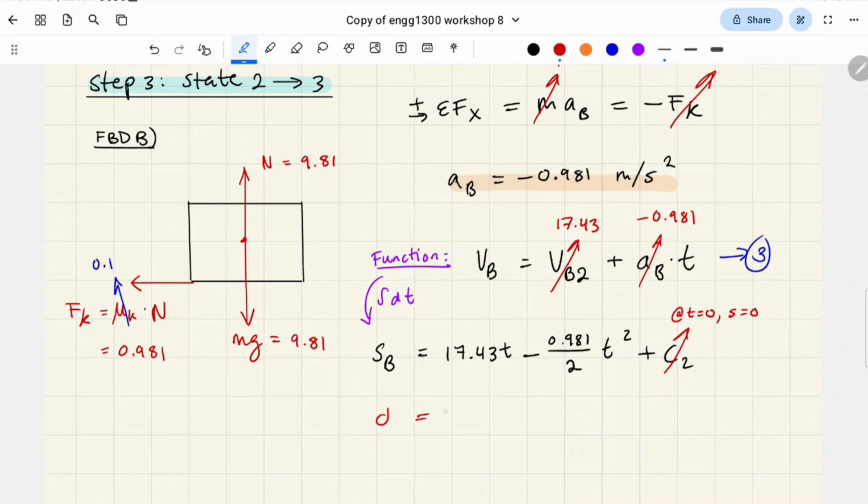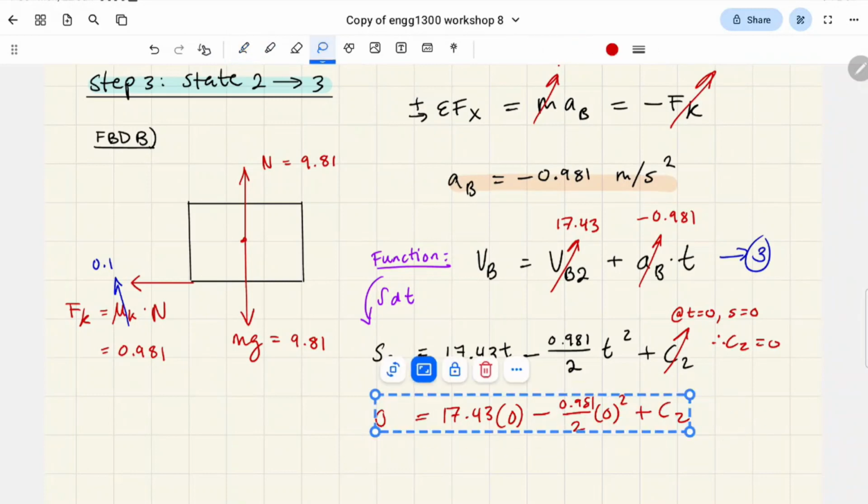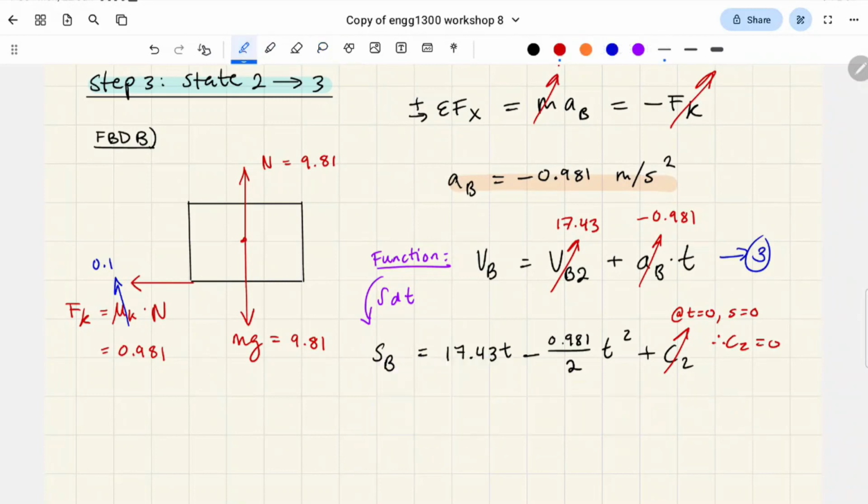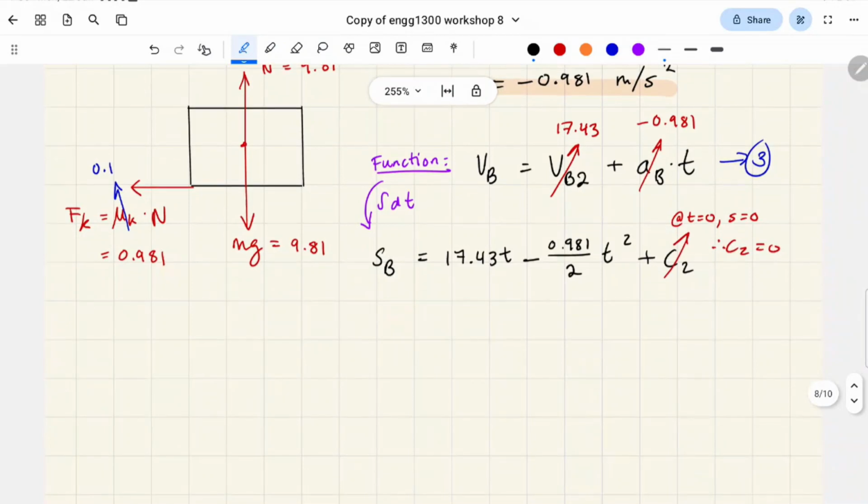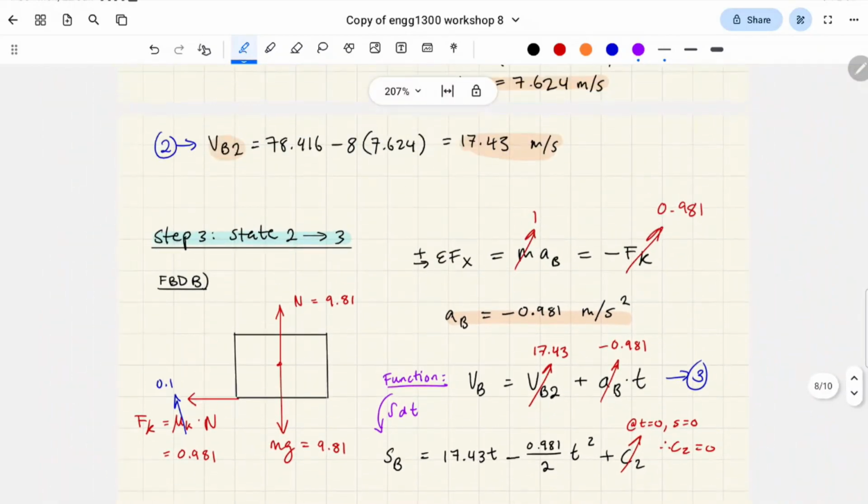If you do this again, you'll find that C2 is 0, right? So now we have this function for SB. We have this additional piece of information, which I'm going to scroll back up to the question for.